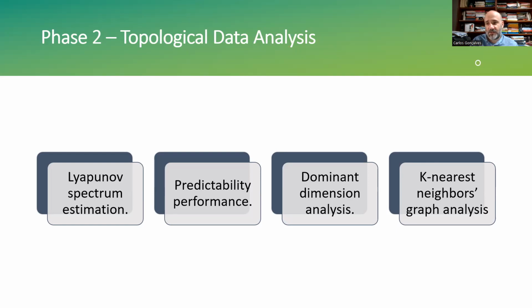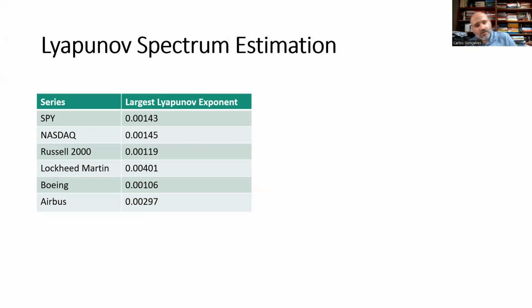And we find here evidence of chaos. The largest Lyapunov exponent is positive. We also address predictability performance and dominant dimension analysis, as well as k-neighbors graph analysis. Predictability performance and dominant dimension analysis will be looking at the adaptive AI. So this is smart topological data analysis, combining machine learning, adaptive AI, and topological analysis. K-nearest neighbors graph analysis is typical topological data analysis, and these methods are not disconnected. The predictability performance will also be linked to the K-nearest neighbors graph analysis. So let's look first at the largest Lyapunov exponent coming from the Lyapunov spectrum estimation.